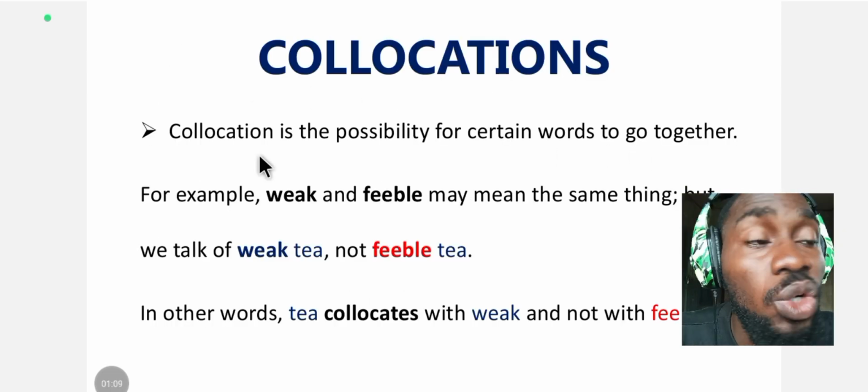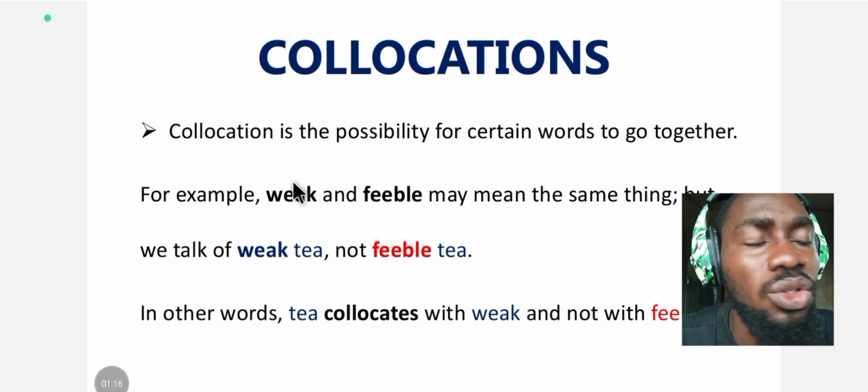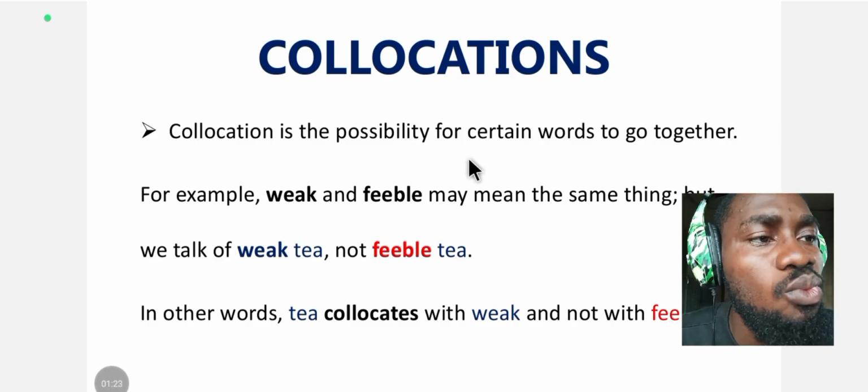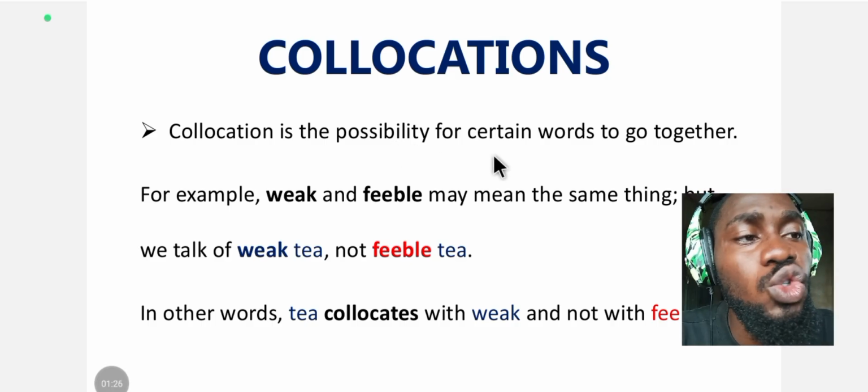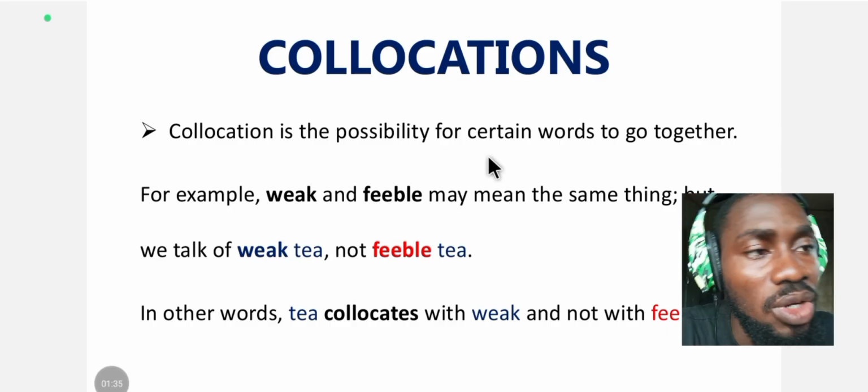Collocations. Collocation is the possibility of setting words to go together. That's the simple definition of collocation. The possibility, the tendency, the probability of setting words to go together. Some words just go together, especially in an exam condition. They always go together. When this comes, the other comes after it.